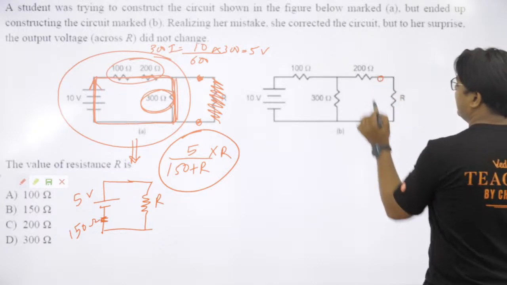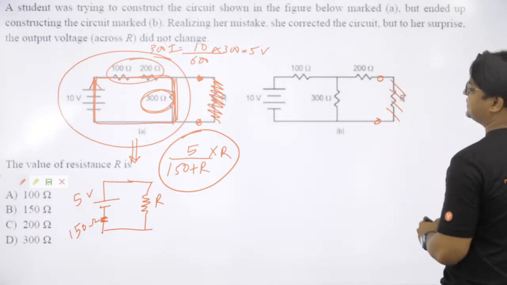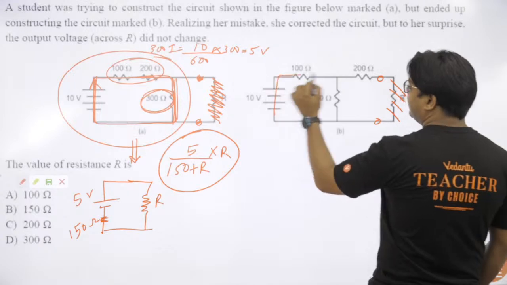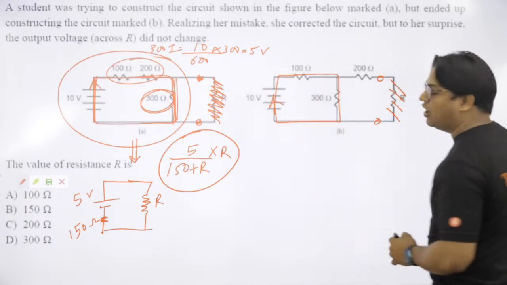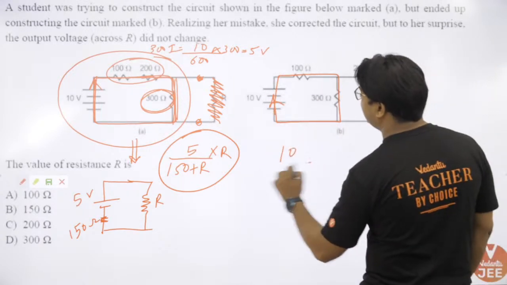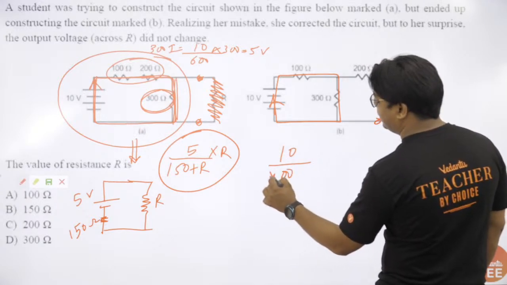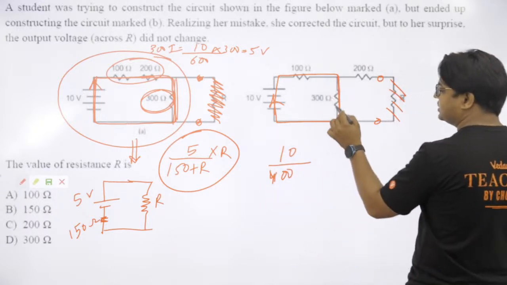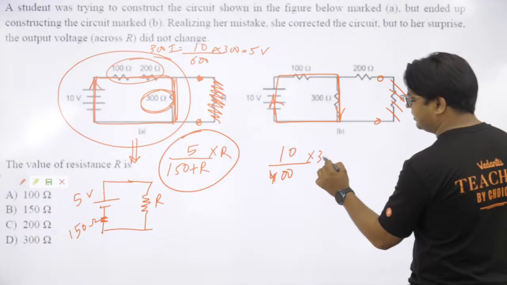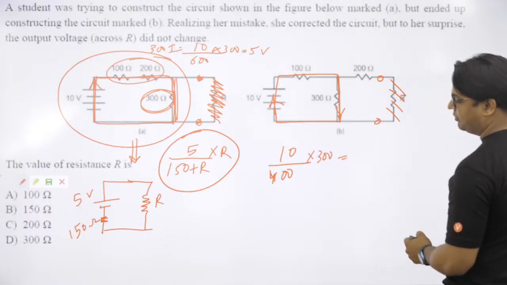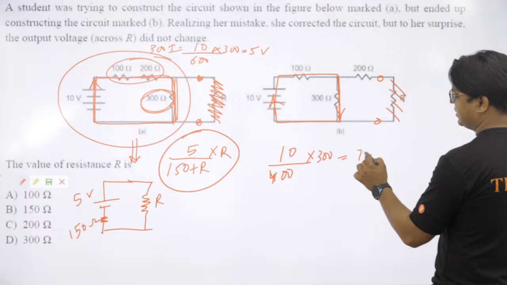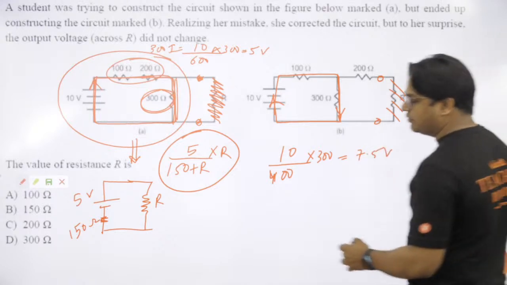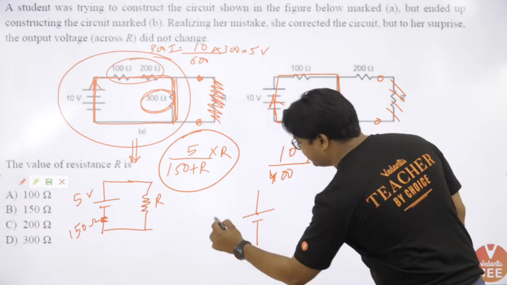For the second circuit, again assume this part to be absent. If this part is absent, current will flow only on this path. How much will this current be? This current will be 10 divided by 400. Now when this current flows through this resistance, the potential drop will be this much. So this turns out to be how much? It turns out to be 7.5 volt. So this 7.5 volt will become the equivalent EMF.